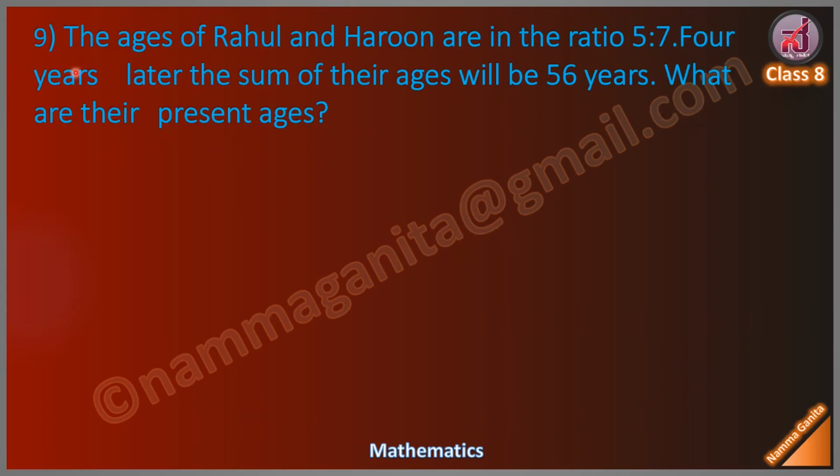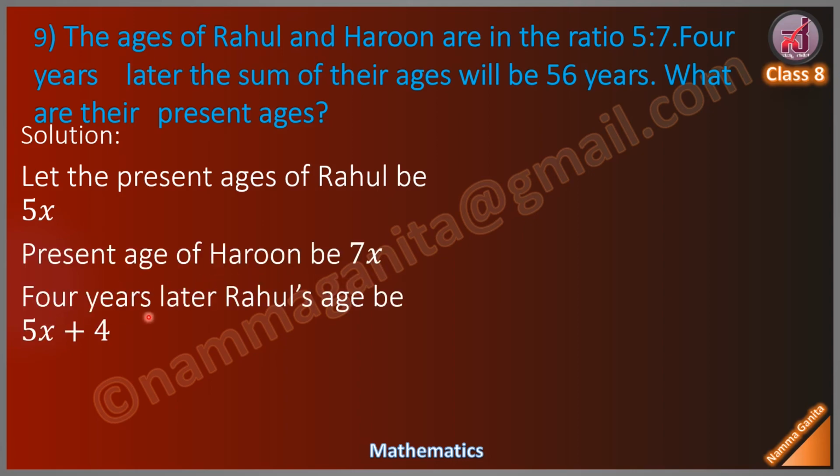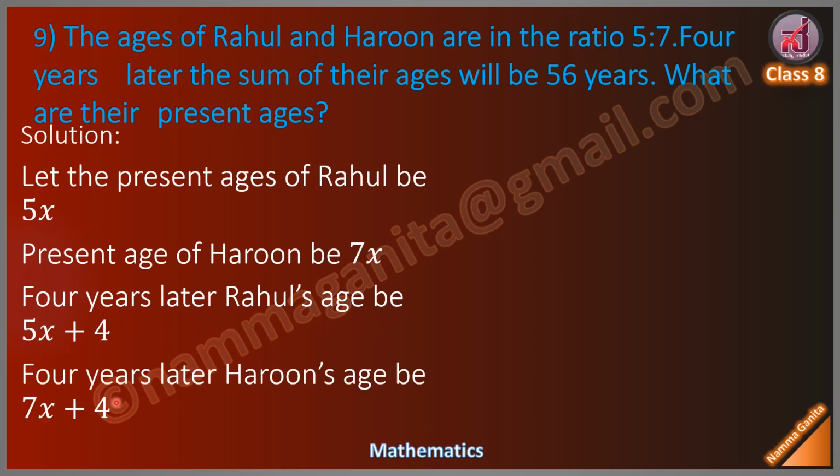Consider ninth question. The ages of Rahul and Haron are in the ratio 5:7. 4 years later, the sum of their ages will be 56 years. What are their present ages? Solution. Let the present age of Rahul be 5x, present age of Haron be 7x. 4 years later, Rahul's age will be 5x plus 4. 4 years later, Haron's age will be 7x plus 4.